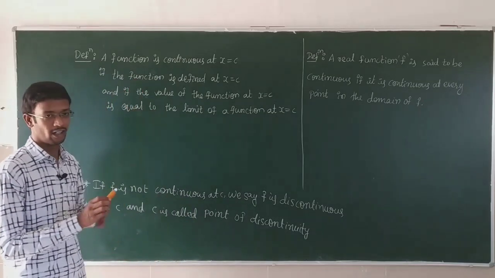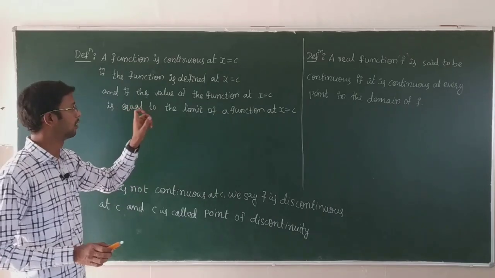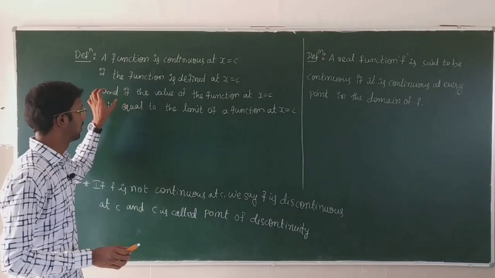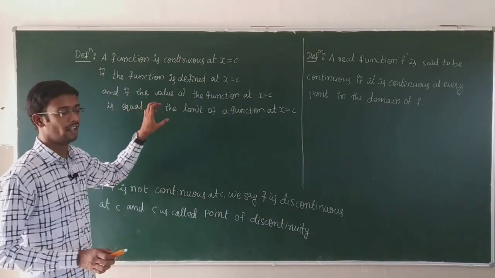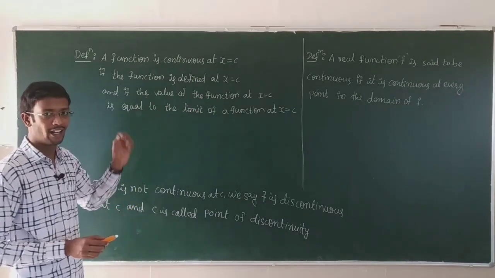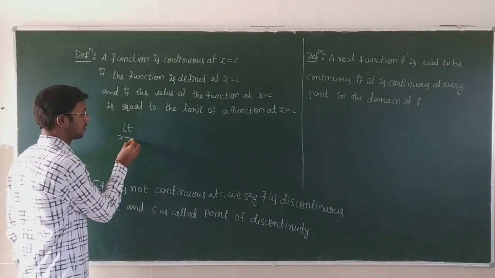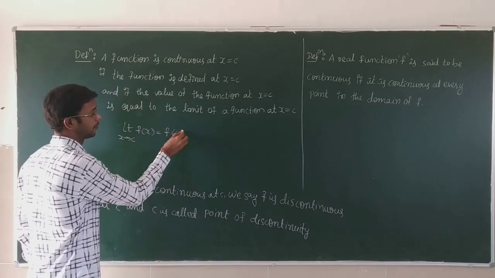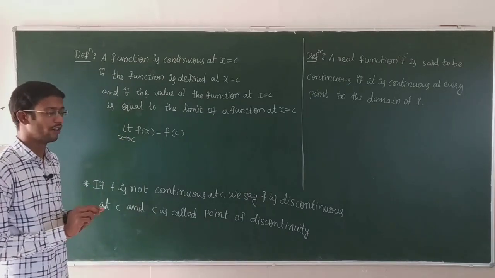This is a theoretical definition. At one particular point p, f is continuous. When will it be continuous? First of all, it must exist. Next, the value of the function at that point is equal to the limit of the function at that point. In mathematical limit notation we write: limit x tends to c, f of x is equal to f of c. If this condition is satisfied, it is a continuous function.